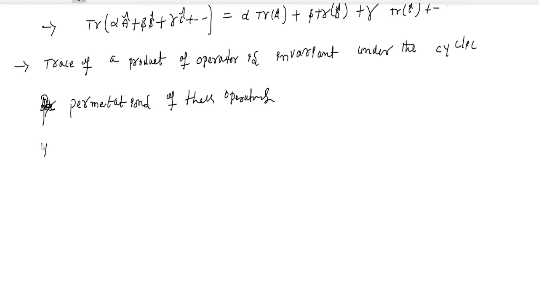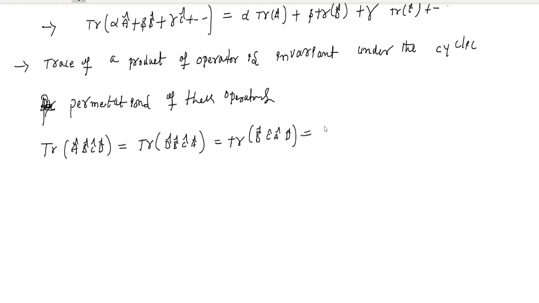So what does this mean? If we have the trace of operators A, B, C, D, then we can apply this: trace of A, B, C, D equals trace of B, C, D, A, and that is equal to trace of C, D, A, B.